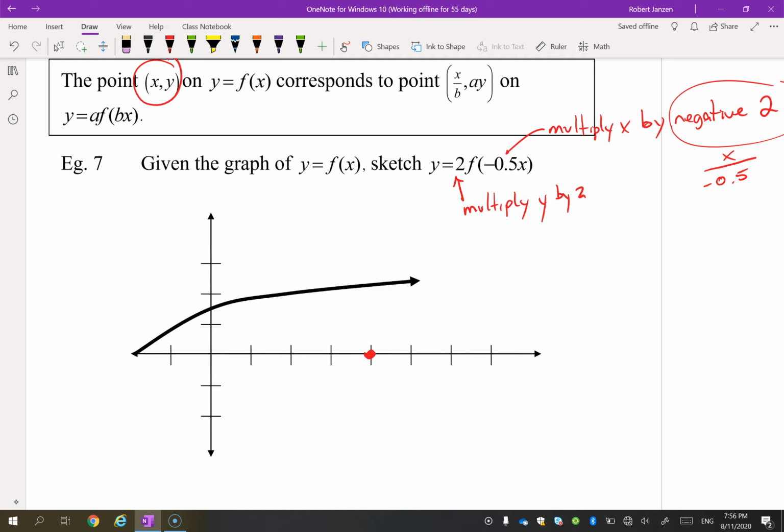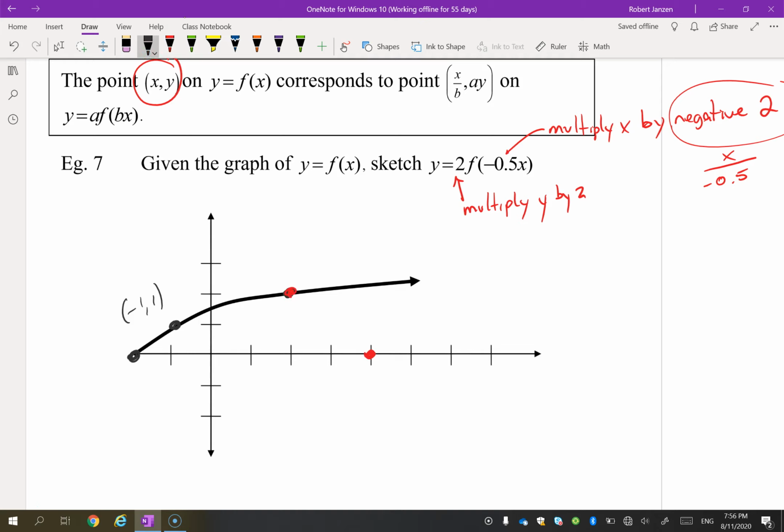Now we need to figure out what other points we're going to use. Okay, we used this one. We probably should use the y-intercept, but if you know that this is the radical graph, you know these points better. Maybe that's not a good point to use. Okay, so what is this point? This point is negative 1, 1. If I multiply the y by 2, it becomes 2, and if I multiply the x by negative 2, it becomes positive 2. So it's going to become positive 2, 2.